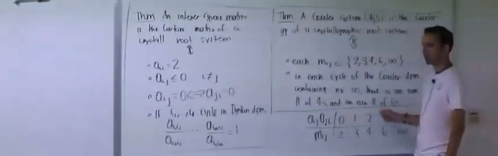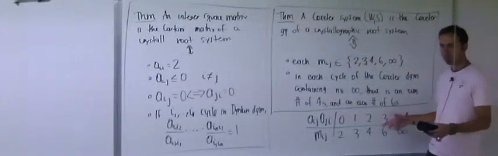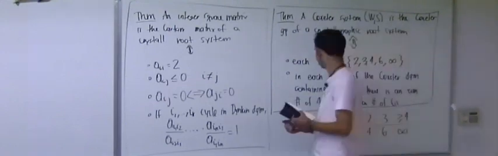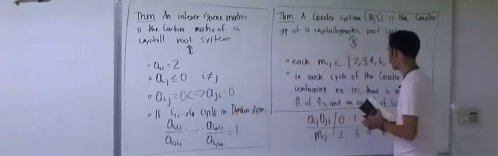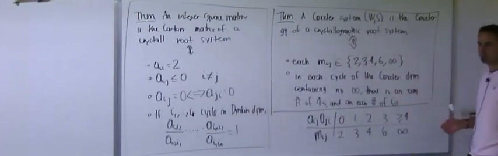So it says that in each cycle of the Coxeter diagram containing no infinities, there is an even number of 4s and an even number of 6s. So it's two conditions. And somehow that means that you don't care about the 3s or the 2s. We'll see why. But if there's an infinity in that cycle, then there's nothing to check.